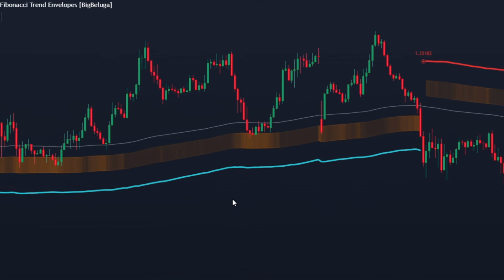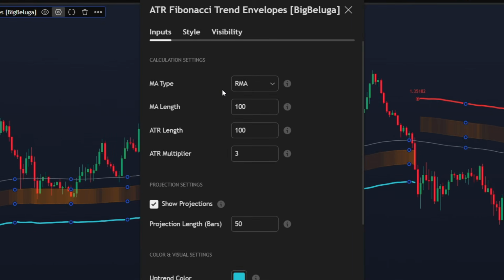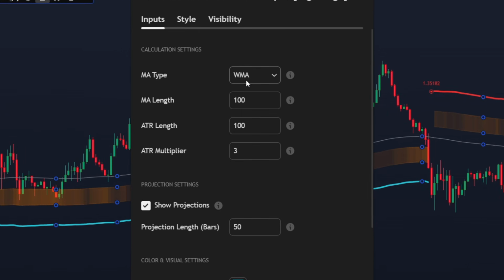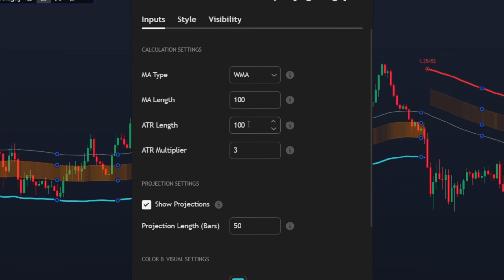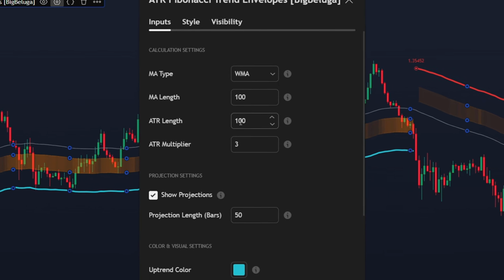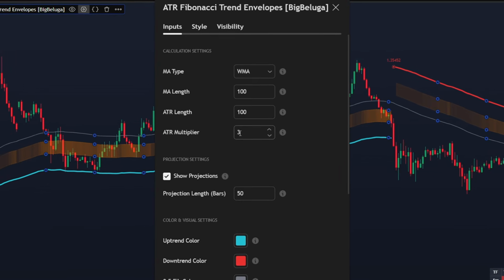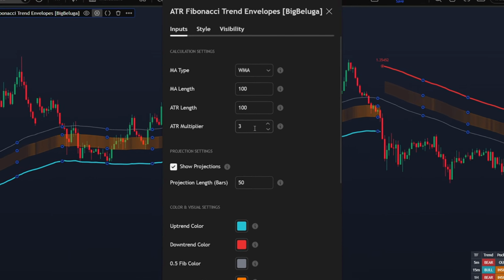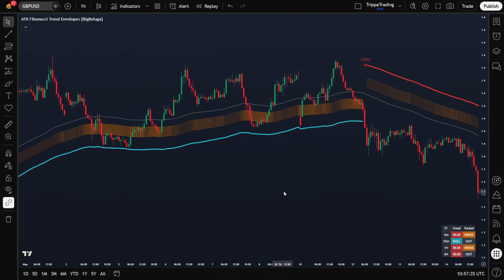Now let's set it up properly. Open the settings. You can do that from here. And for the moving average type, choose WMA. Based on testing, this works better for the strategy we are using here. Leave the moving average length at 100 because that already works well with this indicator. Leave the ATR length at 100 and the ATR multiplier at 3. Those settings are already optimized well for this setup, so there is no need to keep changing everything.